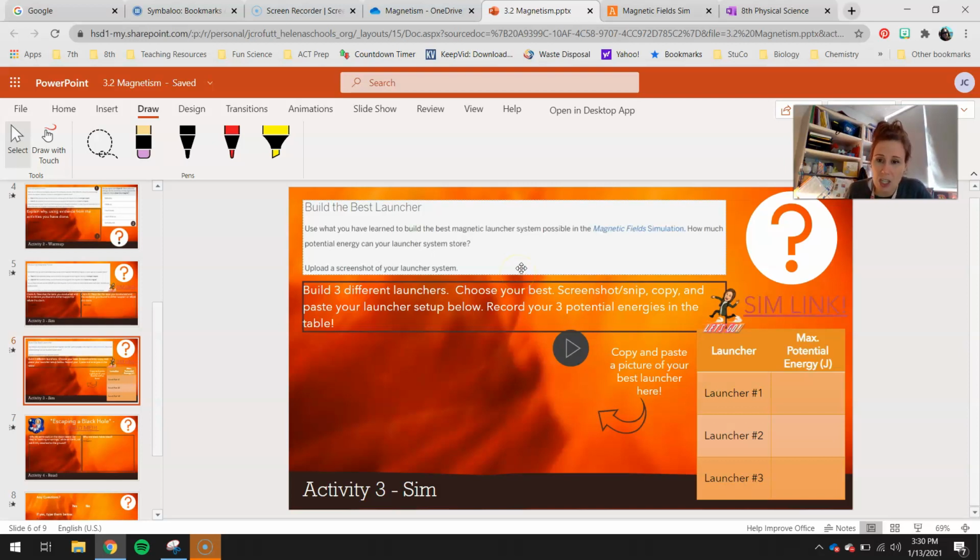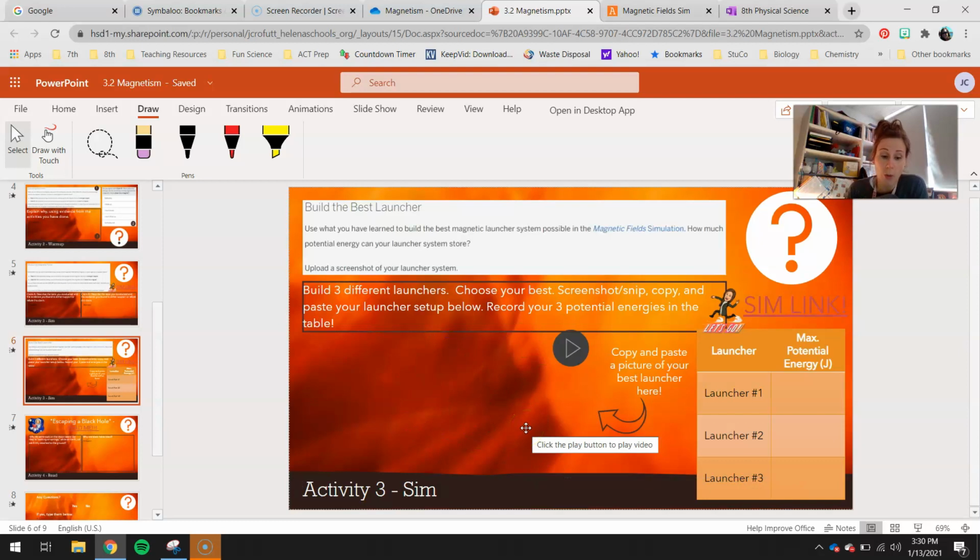What you're looking at generally in this is the amount of potential energy in your launcher. So you'll build 3 different systems. You're going to record the maximum amount of potential energy you were able to obtain in those 3 systems, and choose your best one, whichever one had the most potential energy. And I want you to either screenshot, or if you have snipping tools, snip a picture of your launcher setup, and then copy and paste a picture right here. It doesn't have to be huge, it just has to be a picture of your setup.